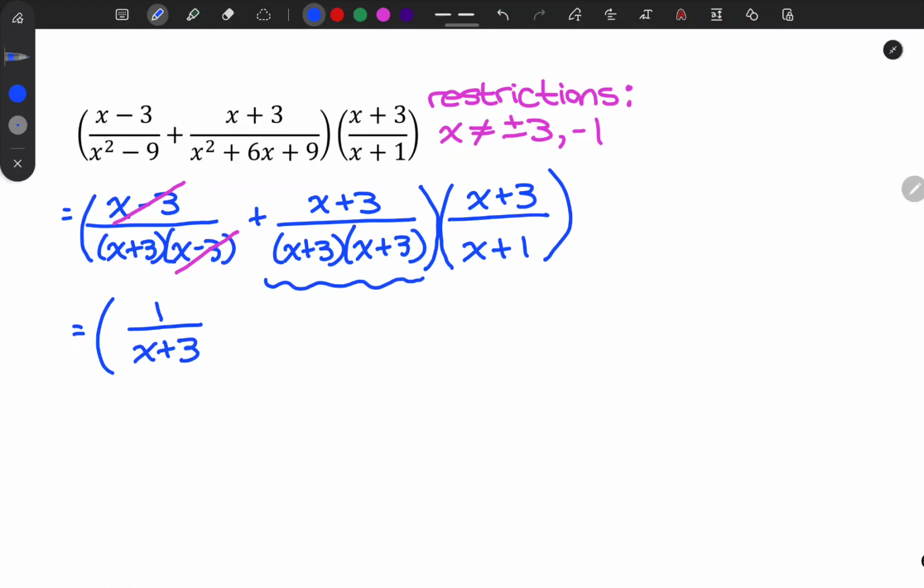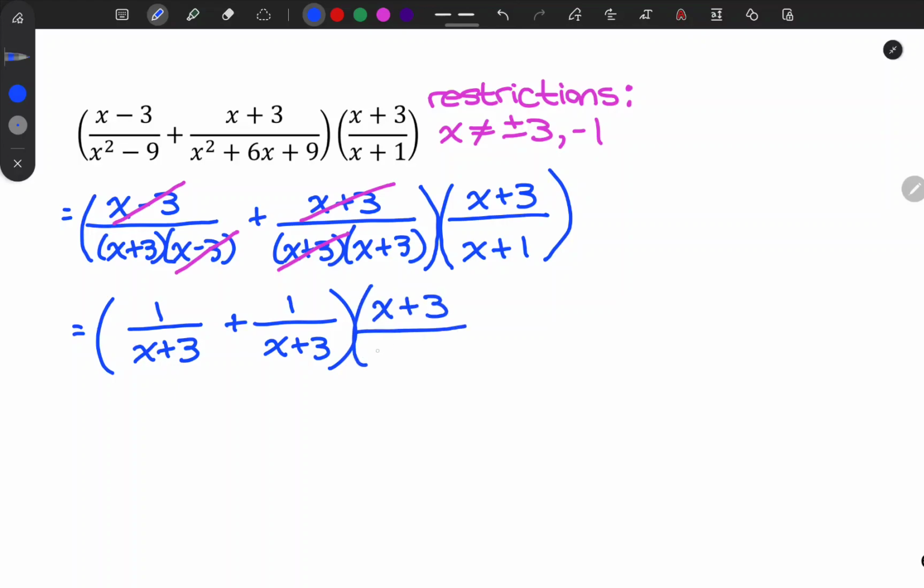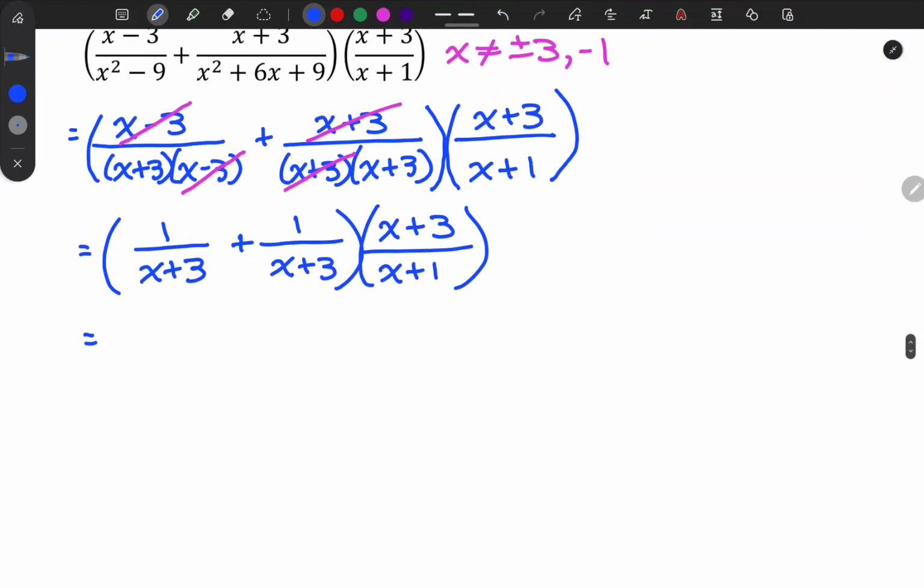Let's reduce it. Similarly, this one has an x plus 3 we can divide out, leaving us with just 1 over x plus 3. And then this whole thing will be times x plus 3 over x plus 1. This is actually working out so nicely, isn't it? We now have a common denominator for our addition, and we're just going to add our numerators.